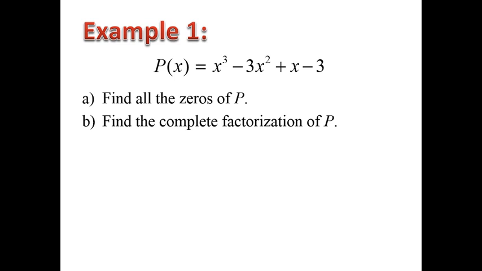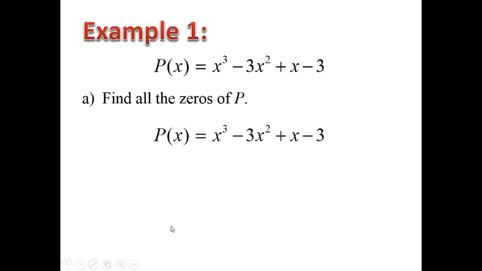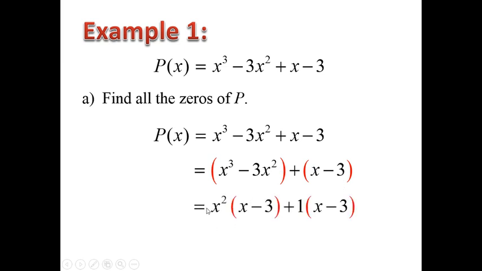So this one is a cubic quadrinomial, so we try to factor by grouping. We group the first two terms together and then the last two terms together. We take out the greatest common factor and we get x squared. And then in the second group, the greatest common factor is only 1. Then you see the common binomial, x minus 3, so we pull that out, and we get x squared plus 1.